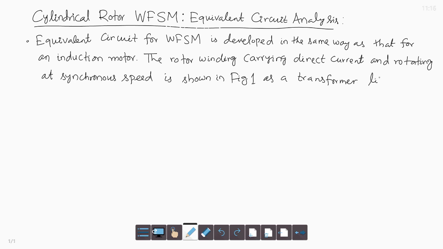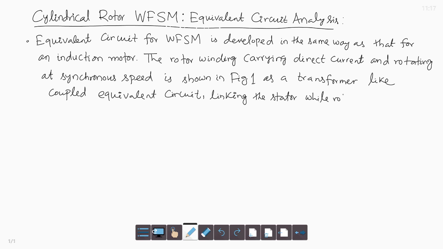like coupled equivalent circuit. Coupled equivalent circuit linking the stator and rotor while rotating at synchronous speed. So, let us see.